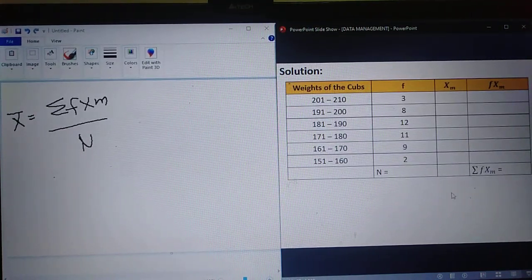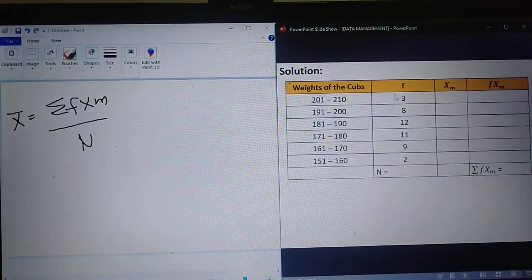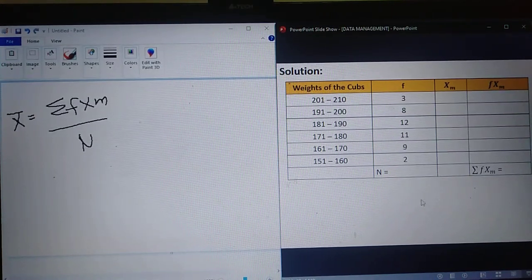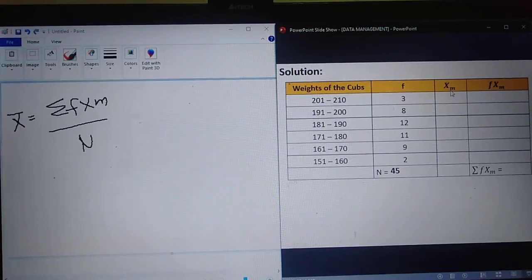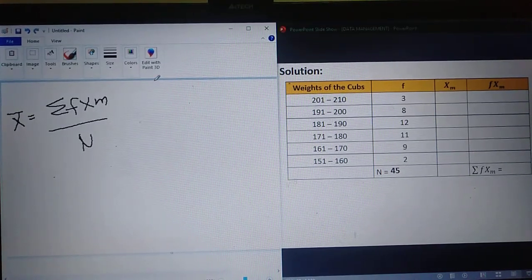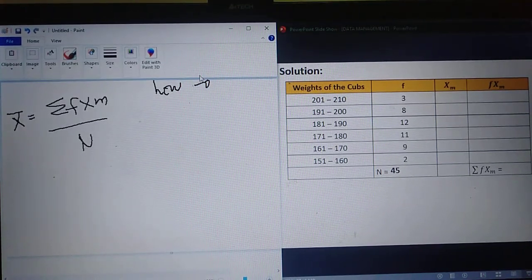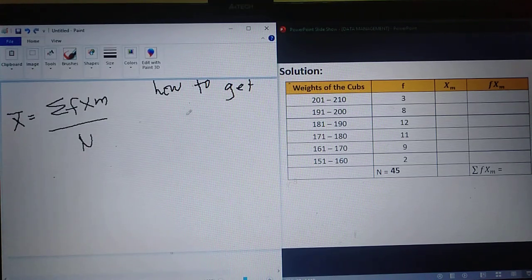Ayan. So, dito ganyan yung solution natin. First, get the total number of frequency. And the total number of frequency is 45. Tama. Paano kumuha ng XM? Okay, how to get XM.